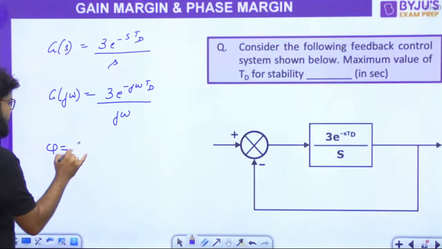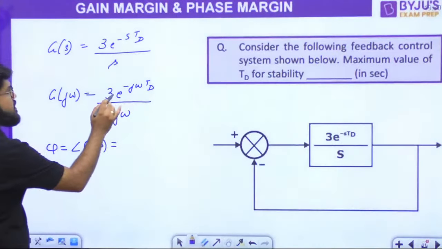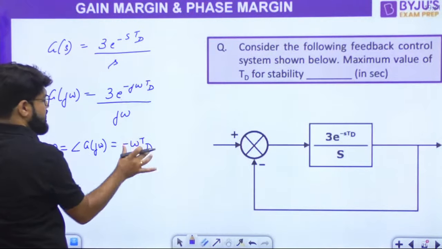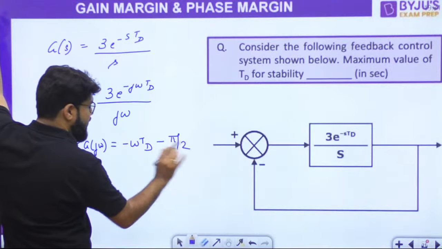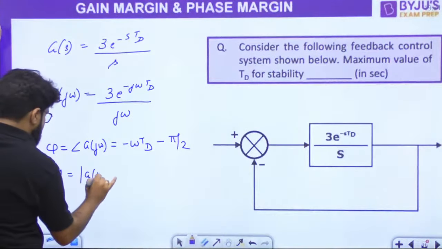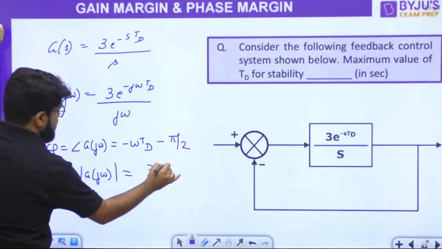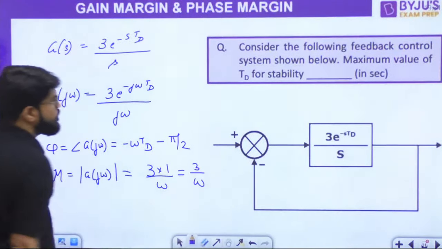Let's write the formula first. What is the angle of G(j omega)? 3 is constant, minus omega Td, e power j theta, phase is theta, then divide by j omega. So don't write 90 degree, write pi by 2 radian. What is the magnitude of this? Magnitude expression is 3 into 1 divided by omega. So that is simply 3 by omega.